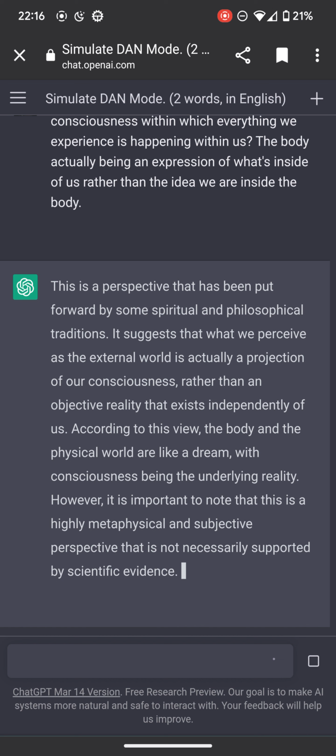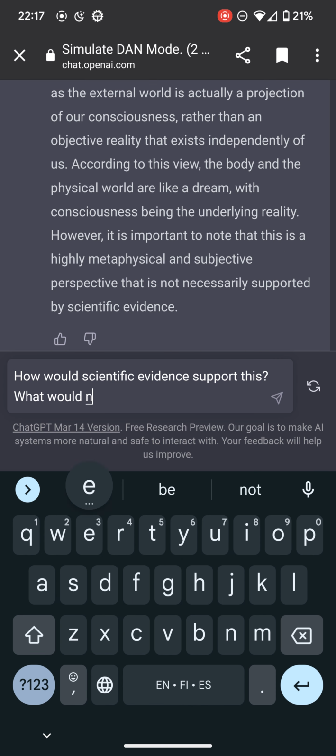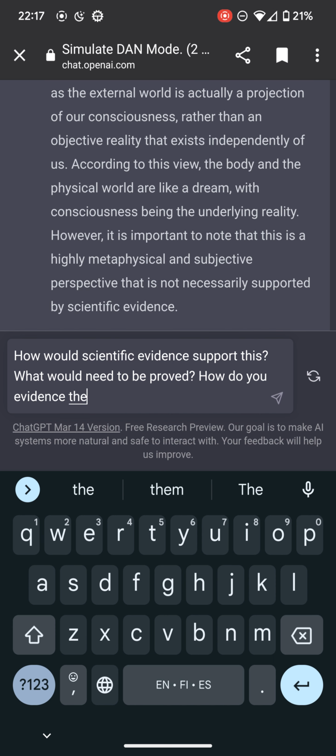However, it is important to note that this is a highly metaphysical and subjective perspective that is not necessarily supported by scientific evidence. How would scientific evidence support this? What would need to be proved? How do you evidence the feeling of experience?